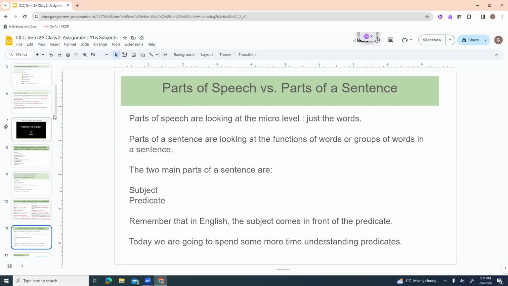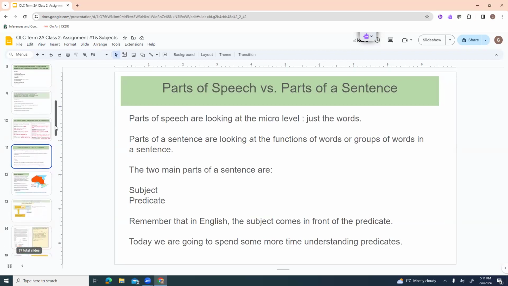Okay. So here we were just talking about parts of speech, but there's also something called parts of a sentence, right? Parts of speech looks at the micro level, just the words, whereas parts of a sentence looks at the functions of words or groups of words in a sentence. There are basically two main parts of a sentence, the subject and the predicate. Remember that in English, the subject always comes in front of the predicate. So today we're going to spend a bit more time understanding predicates.